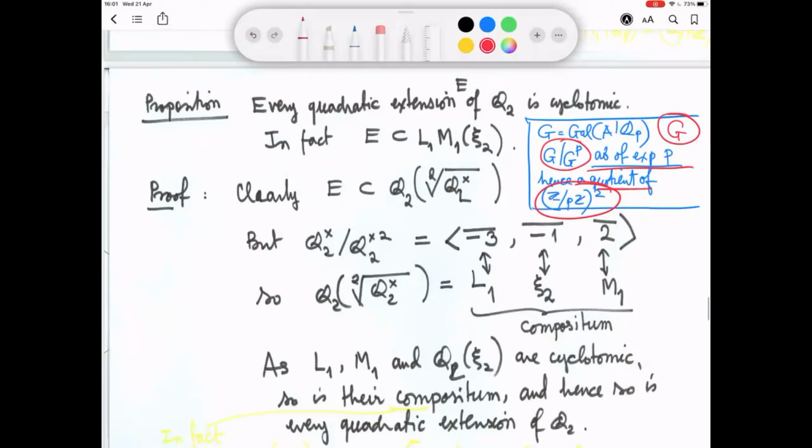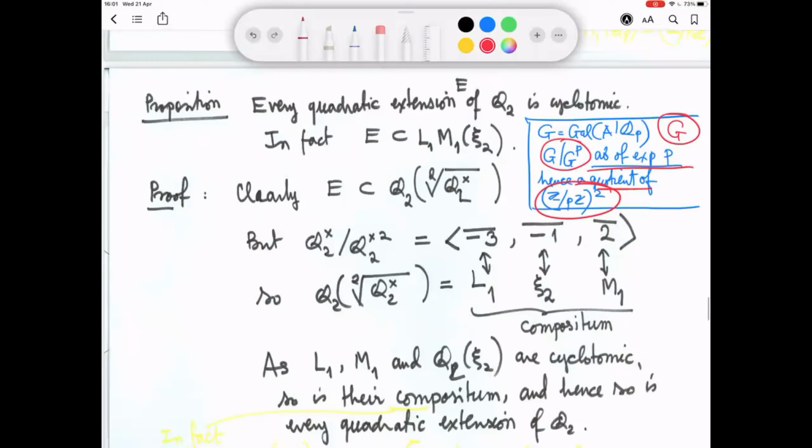Now, the same thing for p equal to 2. If I have an abelian 2 extension of Q2, then the group can be generated by 3 elements. This was 2 for odd p. Here I need 3 elements at least. So it suffices to prove that if I have A over Q2, you have the group G.